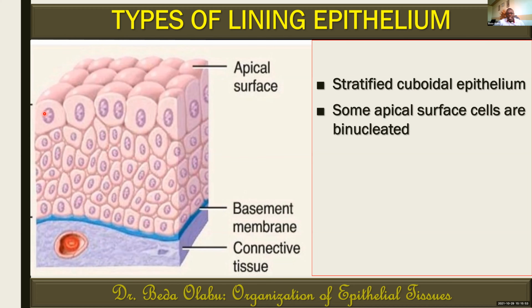I want you to look at the apical cells carefully. You'll notice that some cells have two nuclei instead of one. Have that in your memory. So there are some cells which are binucleated, even though most of them are uninucleated or mononucleated. A few apical cells are binucleated.